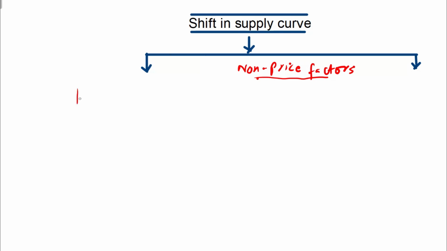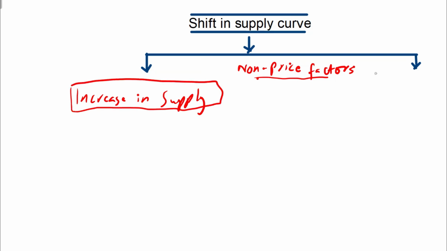One is called increase in supply, and then we have decrease in supply, right? So this is decrease in supply.